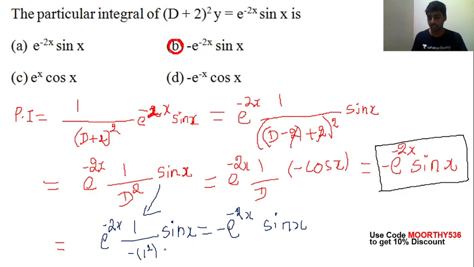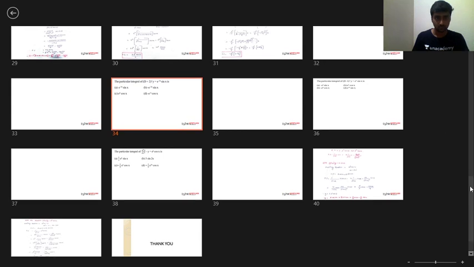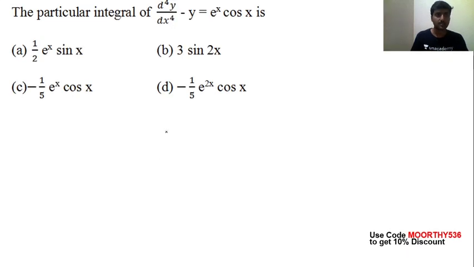As per our discussion, we are moving into the next problem, the same procedure, cases 6 and 7. The particular integral of d power 4 y divided by dx power 4 minus y is equal to e power x into cos x. We have to solve this problem here. We know that the particular integral PI is equal to 1 divided by f of D.